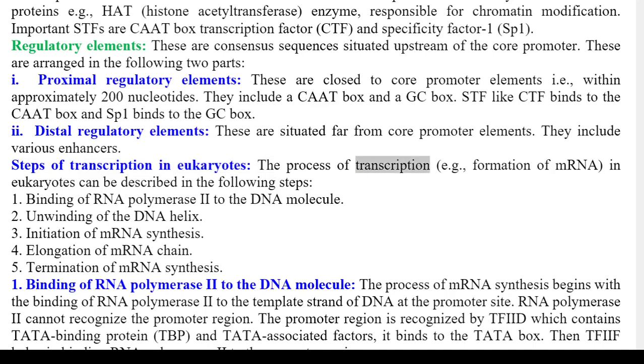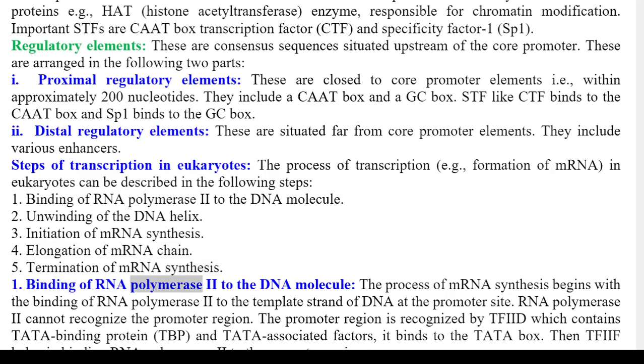Steps of transcription in eukaryotes. The process of transcription, example formation of mRNA, in eukaryotes can be described in the following steps. 1. Binding of RNA polymerase II to the DNA molecule. 2. Unwinding of the DNA helix. 3. Initiation of mRNA synthesis. 4. Elongation of mRNA chain. 5. Termination of mRNA synthesis.